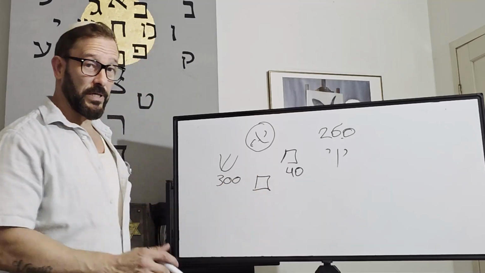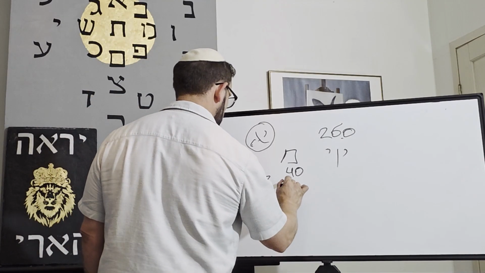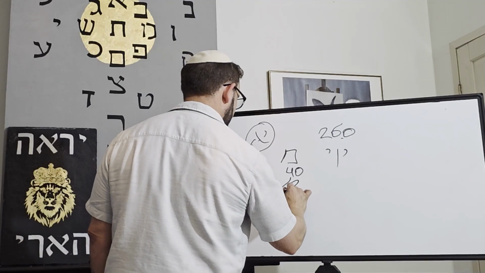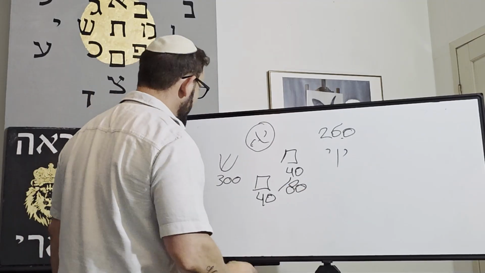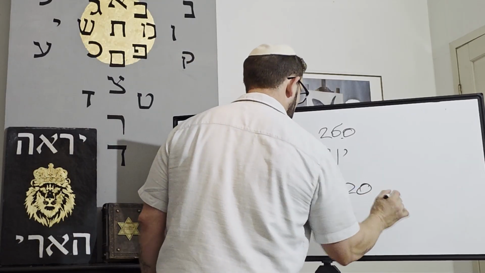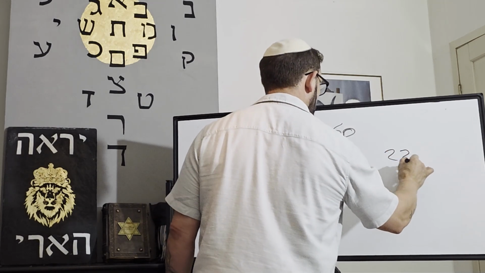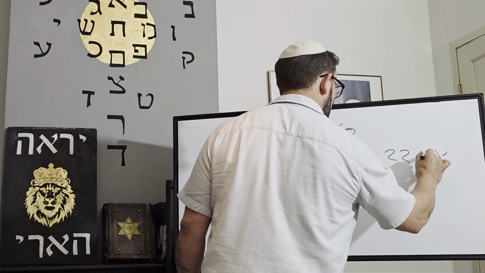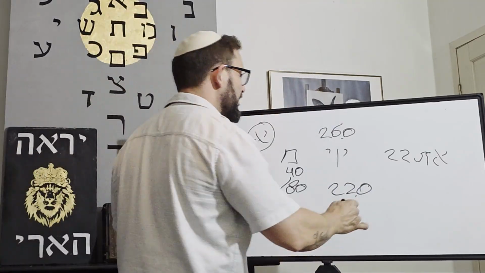Now there's two Mems, because there's a Mem Sofit also. So we can also look at the totality here being 80. So what if we now subtract 80 from 300? We get 220. And 220 is the tenfold of 22, which is Aleph Tav. Because by the words of his mouth he created the heavens and the earth.